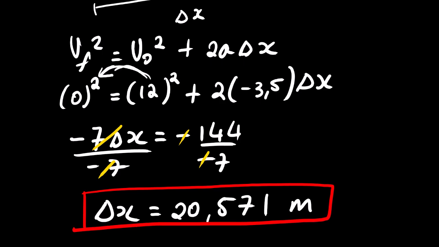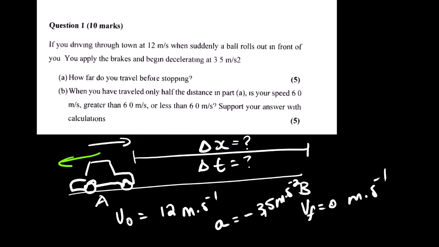Let us go to question B. Question B says: when you have traveled only half the distance in part A, is your speed greater than 6.0 meters per second or less than 6.0 meters per second? Support your answer with calculations. So you are given new data.